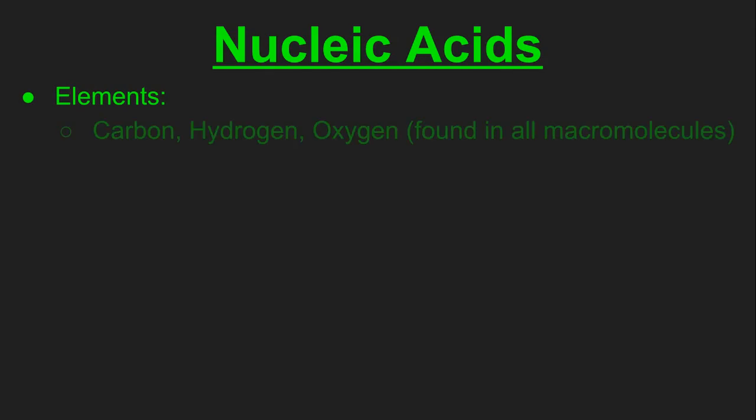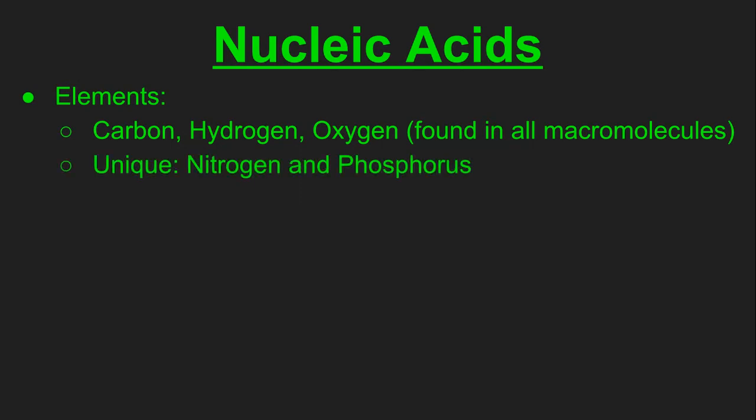Nucleic acids are the next one to talk about. The elements here are a bit more complicated. So carbon, hydrogen, and oxygen, again, just like we said, are found in all the macromolecules. The thing that is unique here is it has both nitrogen and phosphorus. I mentioned to you before that you would see nitrogen in other things, but you only see phosphorus in the nucleic acids. So that's a good one to use as your clue that you're seeing these things.